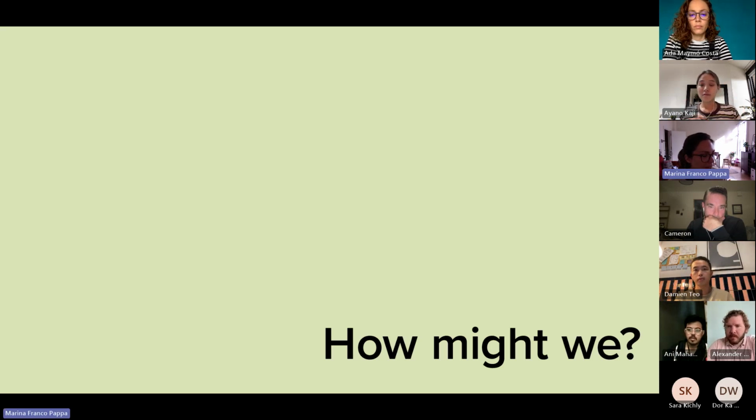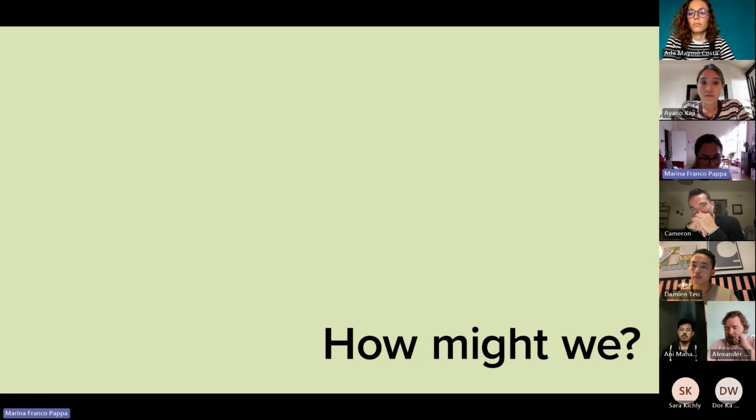And I was a bit stuck. Then I was looking at my notes, and I saw that conversation that Cameron brought up about these paradoxes within service design, where you sometimes create a dependency between the service provider and the receiver.